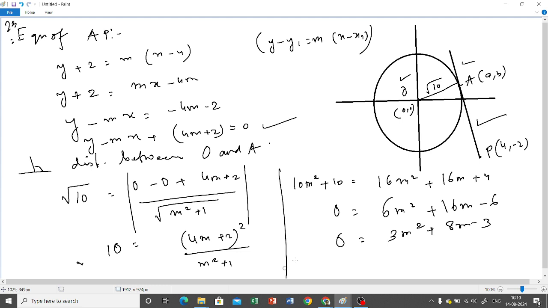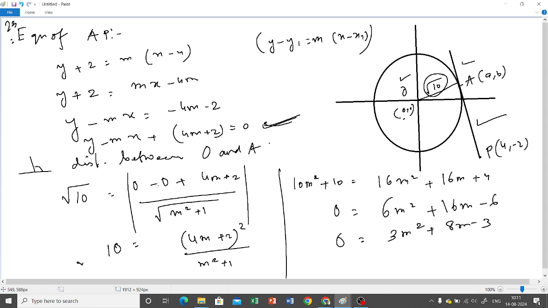This was a part of the equation of a straight line, and here we have an application of that. So the perpendicular distance between O and AP is what? Root 10. Root 10 is the perpendicular distance, right? Now say I want to find the distance between the origin and this line. So what I need to do is put (0, 0) in this line.